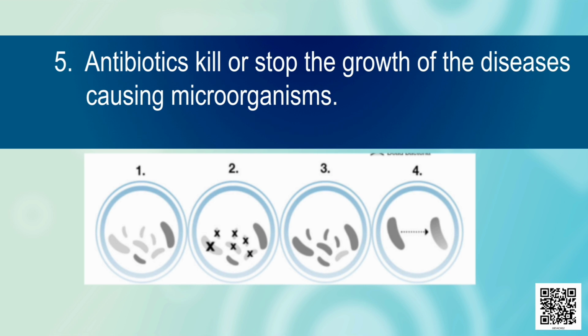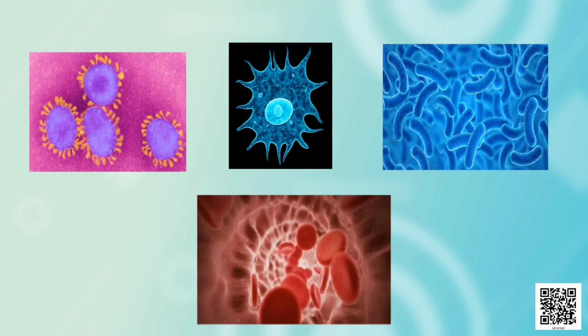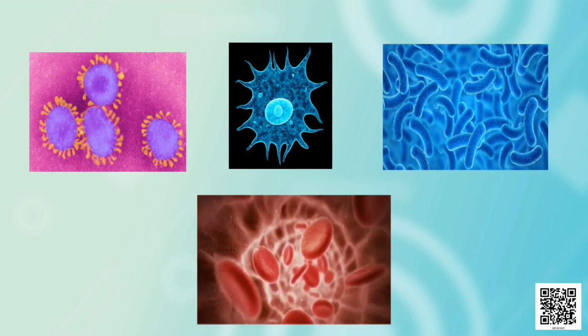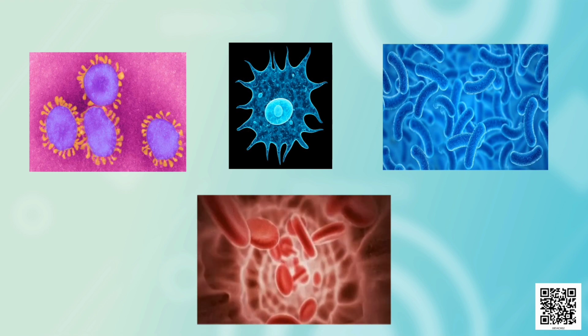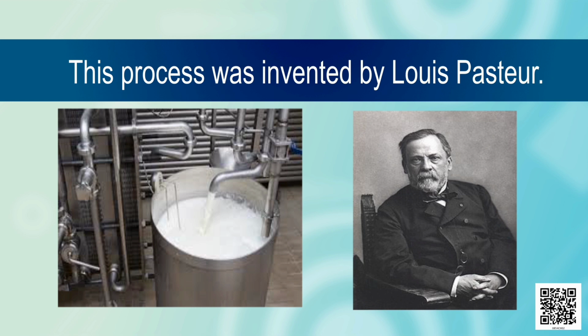A vaccine is a dead or weak microbe given to a person, which helps him in producing antibodies and remembering the microbe and fighting it when it actually enters the body. We studied pasteurization, by which milk can be preserved for a longer time. This process was invented by Louis Pasteur.